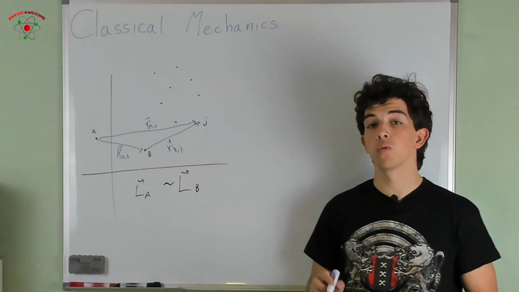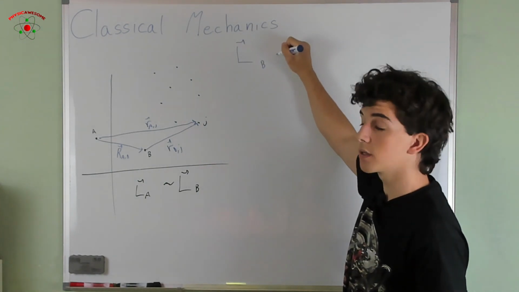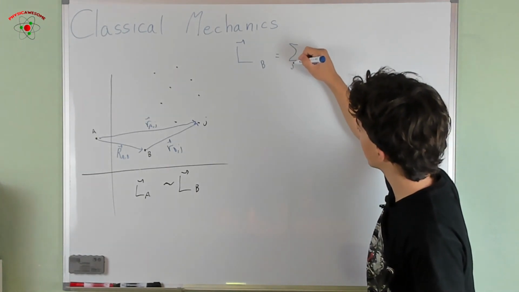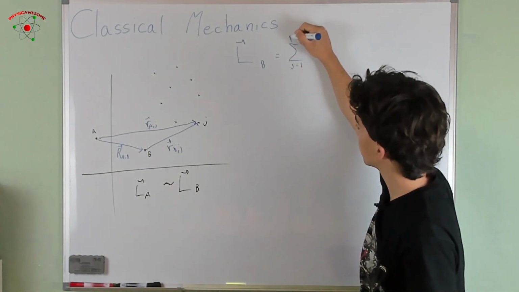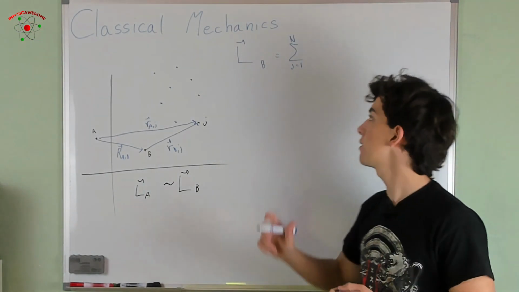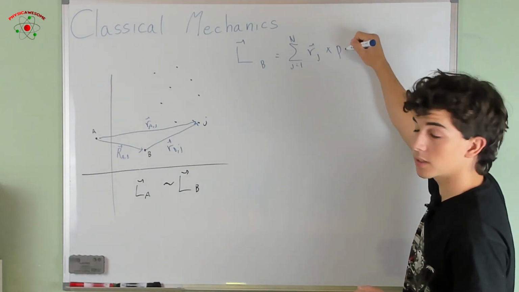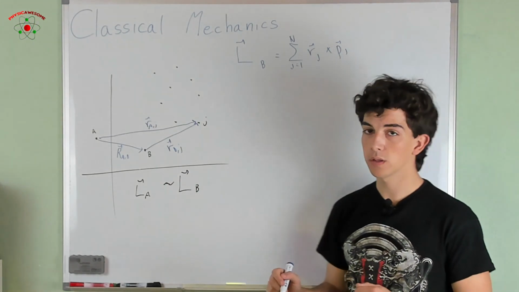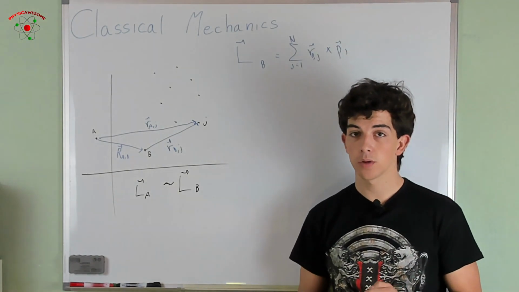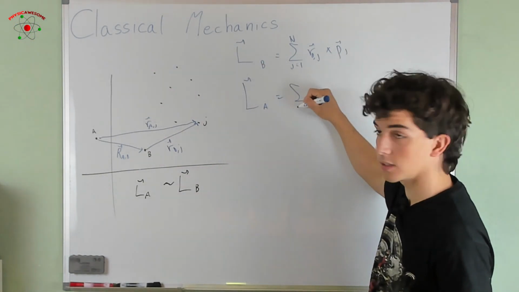Now, we know that LB equals the sum over j equals 1 to N, being N, the capital N, the maximum amount of particles that we have, of Rj cross Pj. Specifically, we would use Rbj. Moreover, we know that LA equals the same thing.